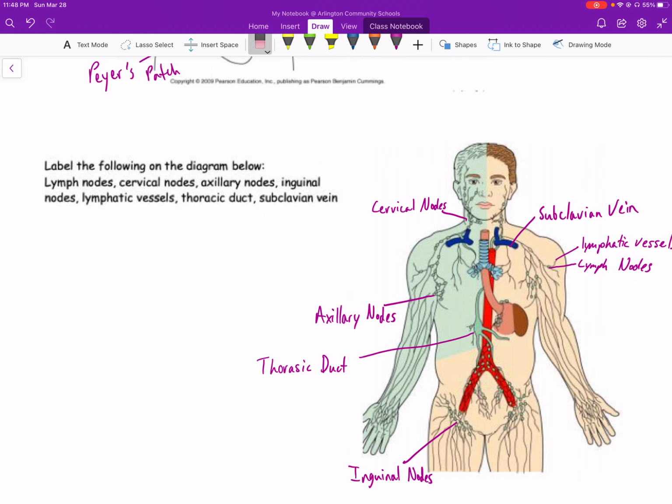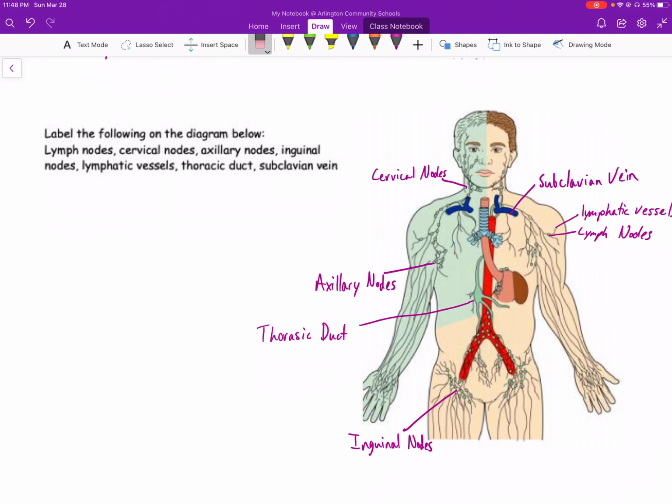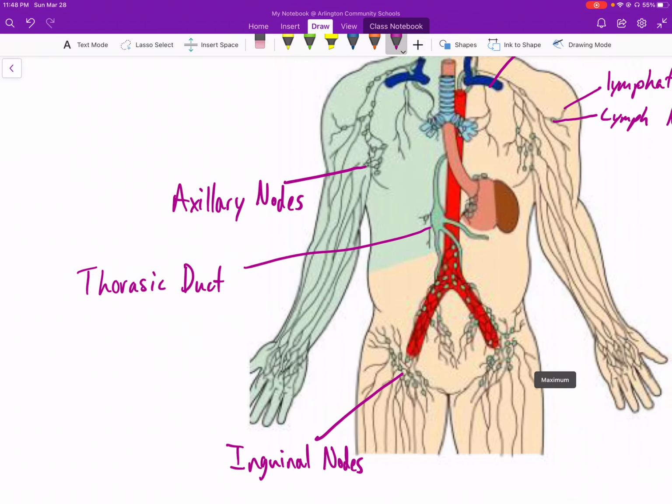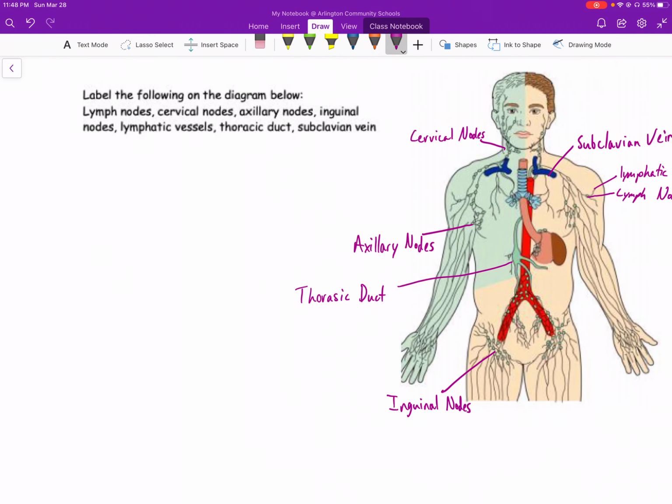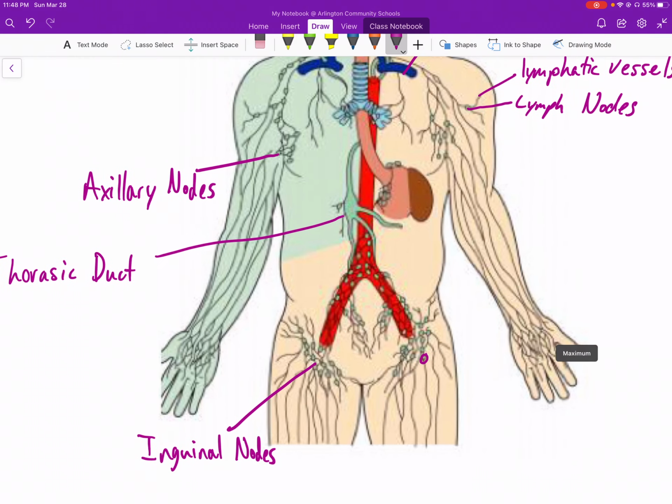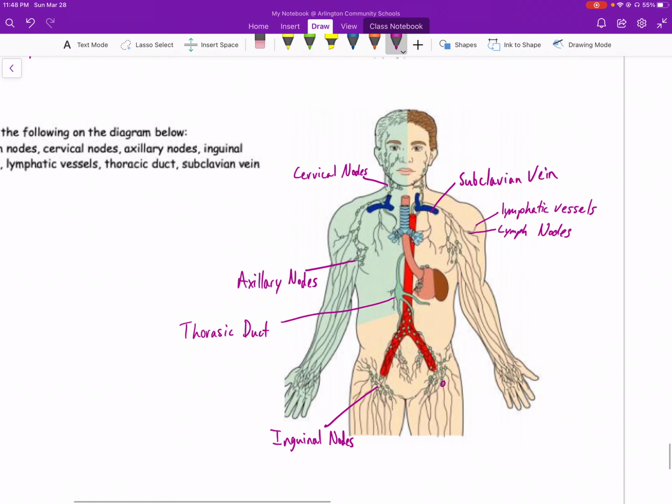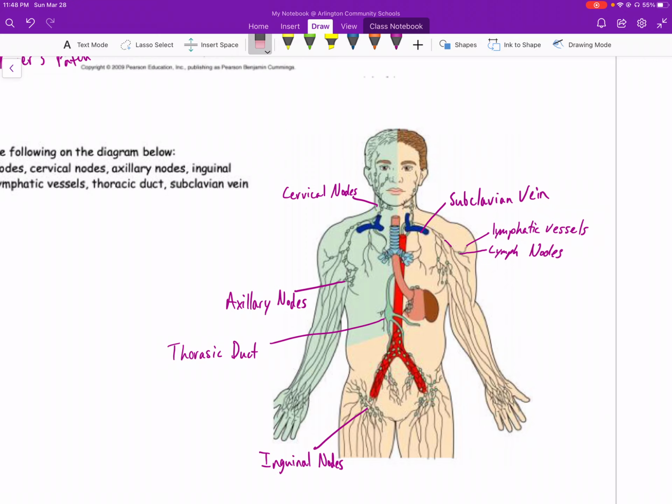Here we've labeled these as well with our subclavian vein, our lymphatic vessels, our lymph nodes, our inguinal nodes, our thoracic duct, our axillary nodes, which is armpit, and cervical nodes. Now, I'm going to zoom in real quick for y'all. What I just circled there, that is my lymph node. The vessels look literally like vessels from our arteries and veins, which are these right there. So make sure that you guys are able to recognize the difference of those.